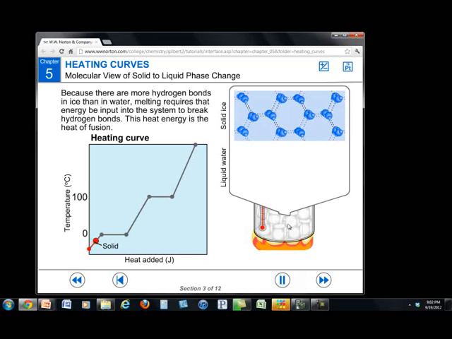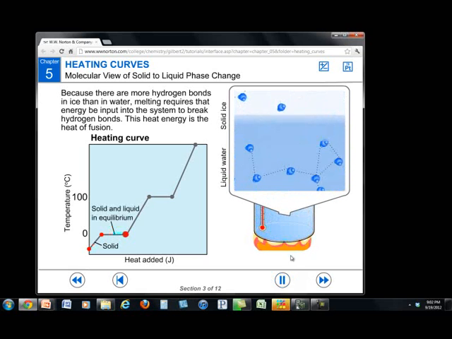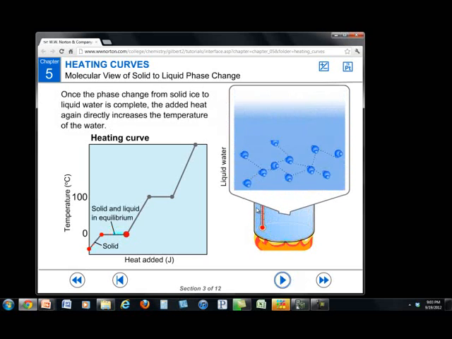Alright, so if we're looking at starting as a solid, it heats up until it reaches the point where it's high enough temperature for the water molecules to start separating from each other. And during that time in the beaker you have a combination of liquid and solid. In the middle here you'd have some of both. At the very start you have all solid. At the very end you have all liquid.